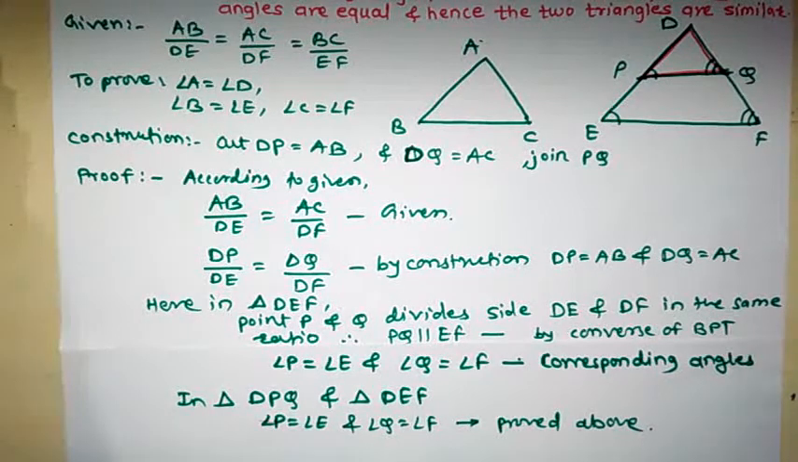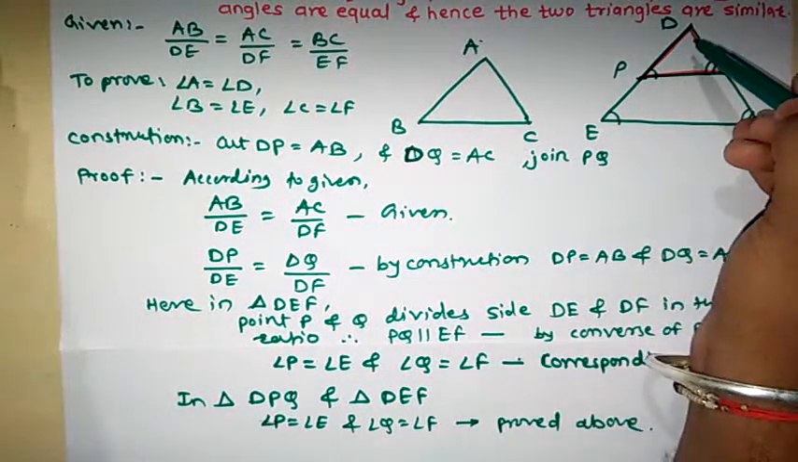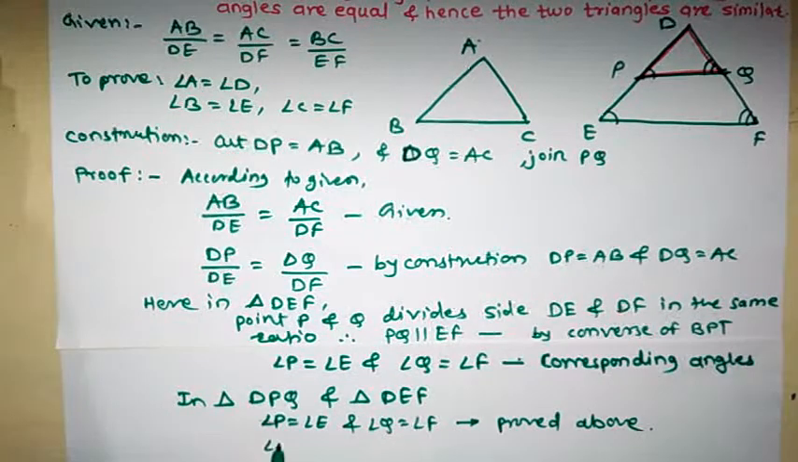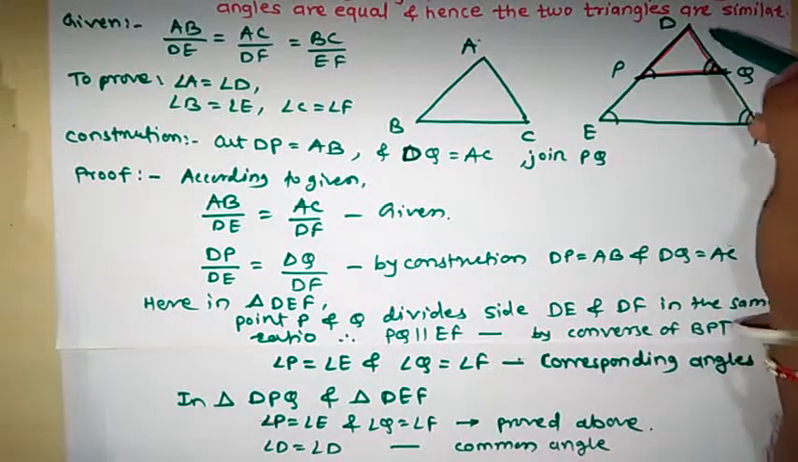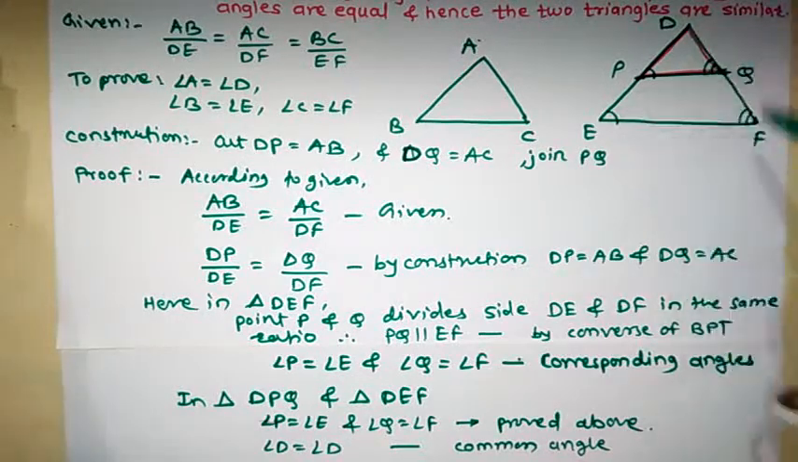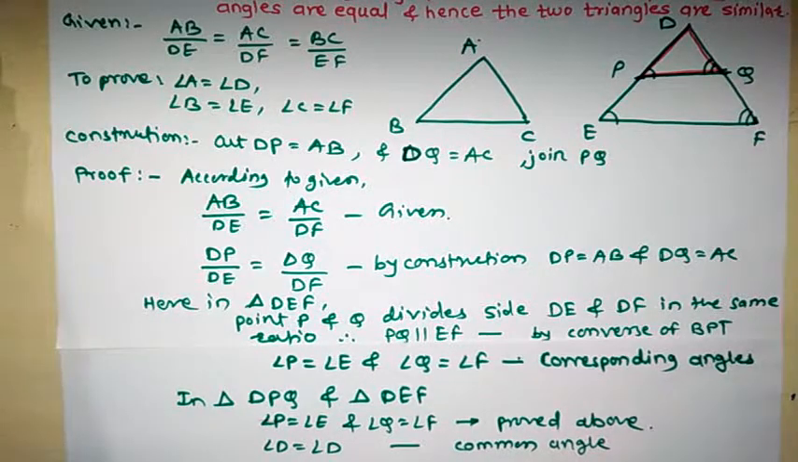Then see here, can we write angle D is equal to angle D? Same, angle D is equal to angle D. What is the reason? This angle is common for the two triangles. See here, ये triangle DPQ में भी angle D है and triangle DEF में भी angle D है. Therefore, angle D is equal to angle D is a common angle.